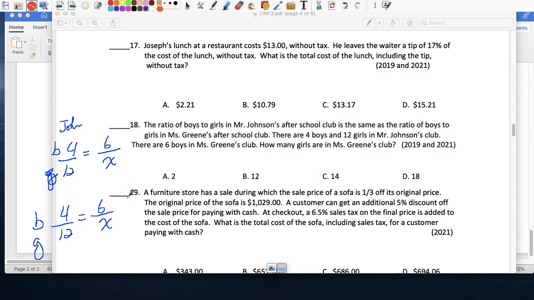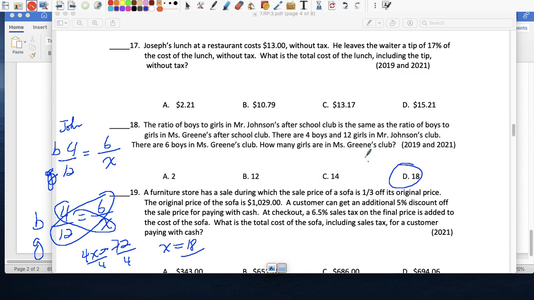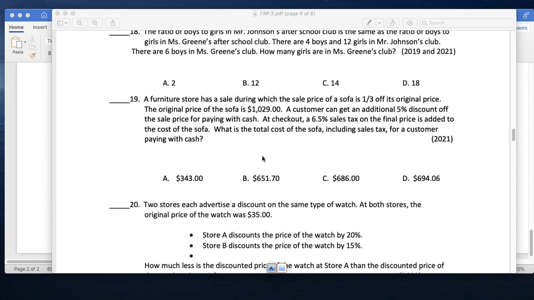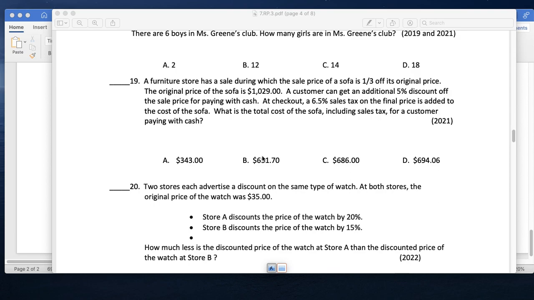I mean, there's so many ways you can do this, right? So let's cross multiply. 4 times x, 4x. 6 times 12 is, I don't know, 72. Divided by 4, divided by 4, x equals 18.